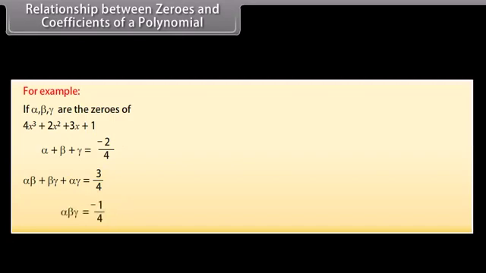For example, if alpha, beta, gamma are the zeros of 4x cube + 2x square + 3x + 1, then alpha + beta + gamma is equal to -2/4. Alpha beta + beta gamma + alpha gamma is equal to 3/4. Alpha beta gamma is equal to -1/4.